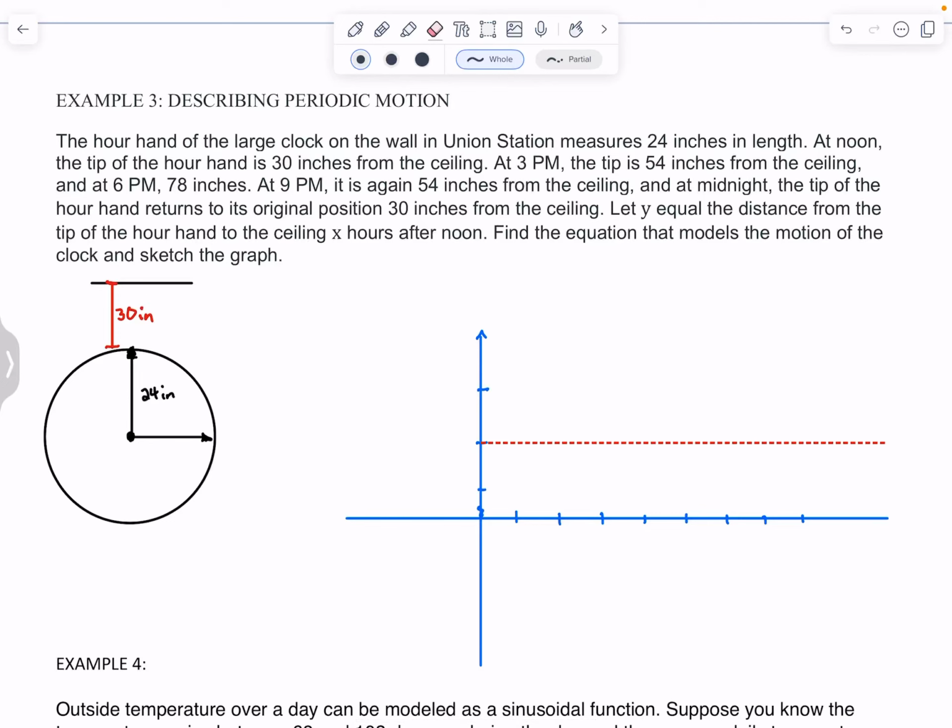In this video, we're still going to work with sinusoidal functions and applications. In this one, we'll talk about periodic motion of a clock and then also temperatures of a day.